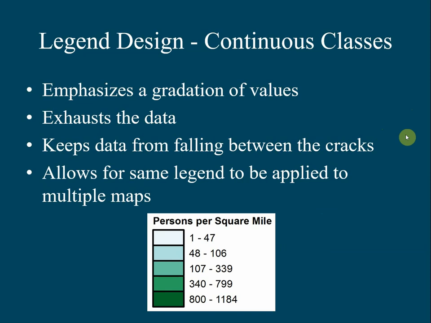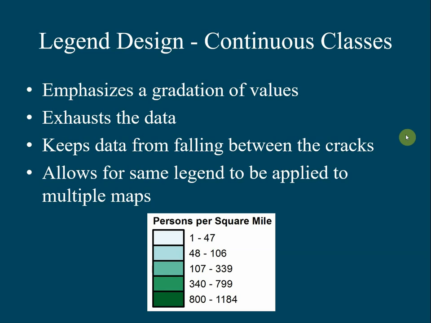All right, so our legends also help emphasize a graduation of values. We can kind of see how it's changing, where it's increasing, things like that. So these legends need to exhaust the data. What that means is that we need to have the lowest value represented and the highest value represented in our legends. We don't want to go very far beyond that. We could simplify it a little bit just to make it easier to read, but we want to try to keep it as true as possible.